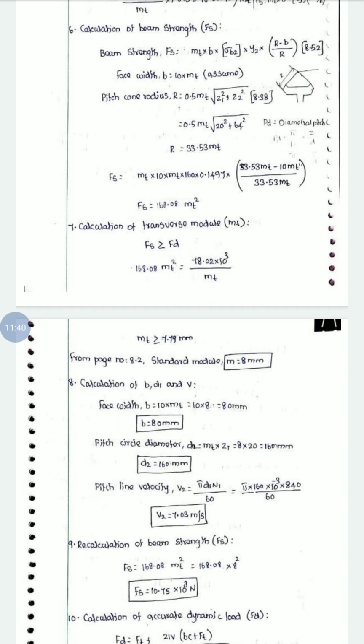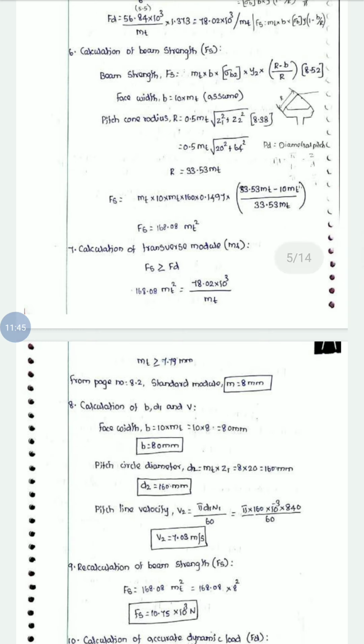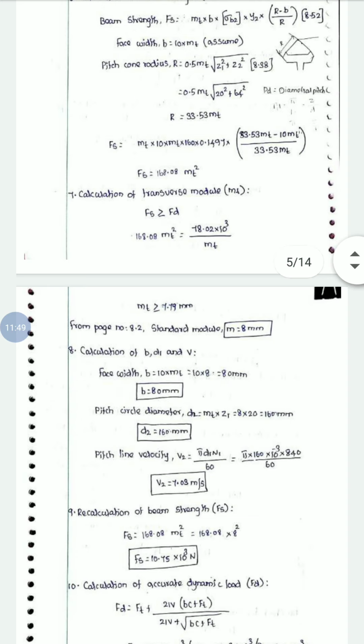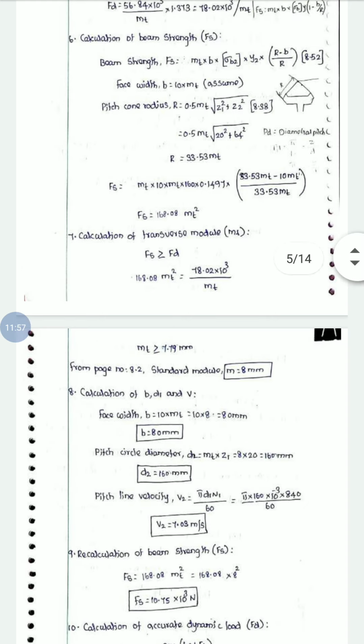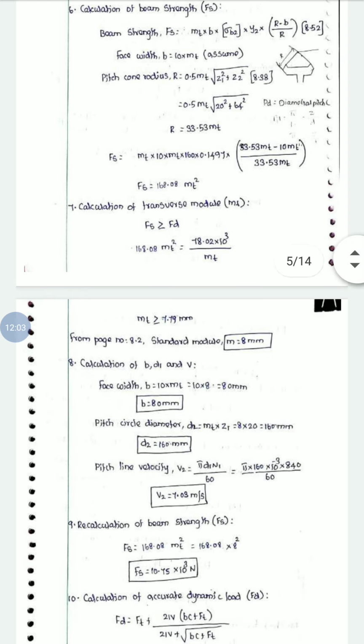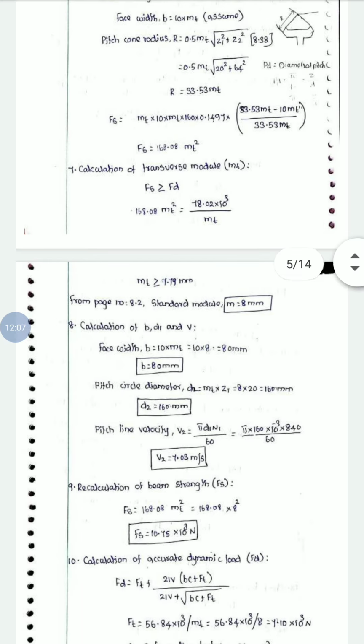Now substituting all the values in the Fs formula, we don't know the MT value, so we can find it. Fs is equal to MT into 10 times MT into 160 into 0.1497 into 33.53 MT, that is the R value, minus 10 times MT divided by 33.53 MT. After that, we find Fs, that is 168.08 MT square.